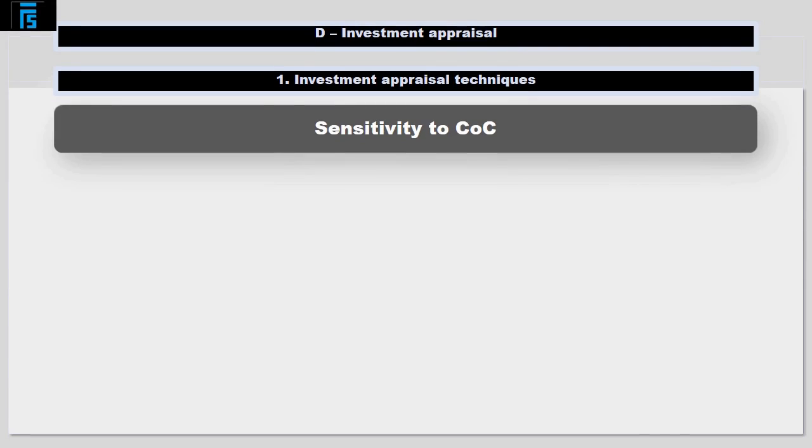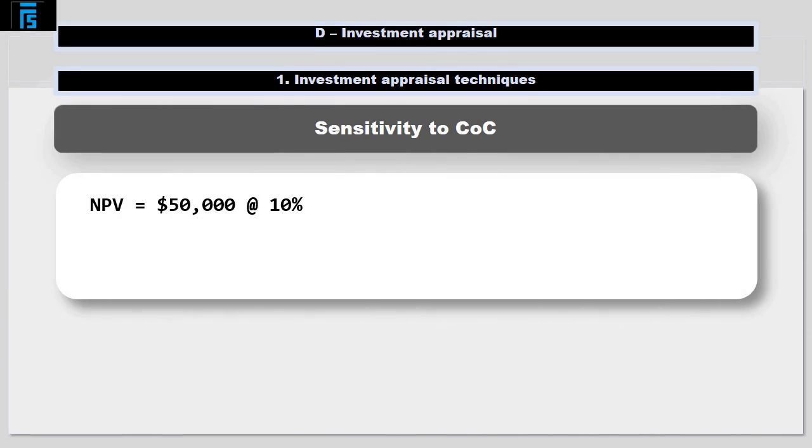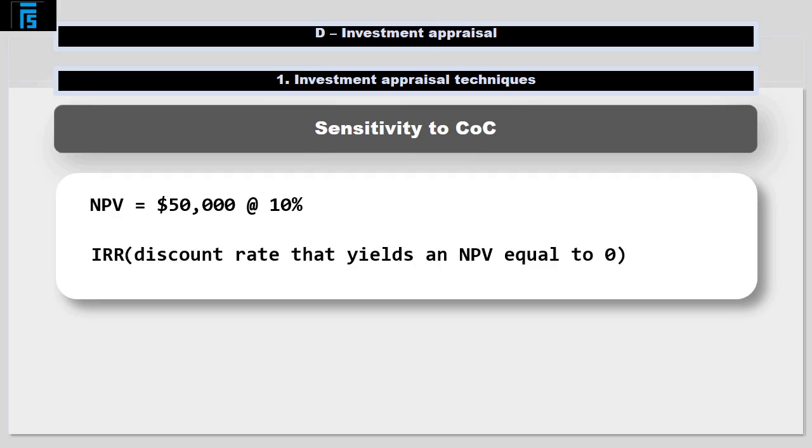Firstly, let's consider sensitivity to the cost of capital. With our project, the NPV at 10% is $50,000. Do you remember what the internal rate of return tells us? It is that discount rate that yields an NPV equal to zero. Suppose for our project the IRR has been calculated at 14%.